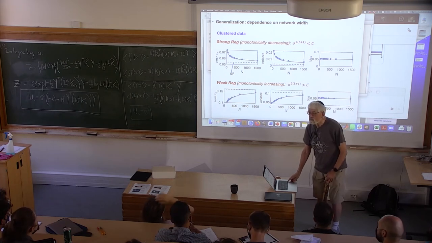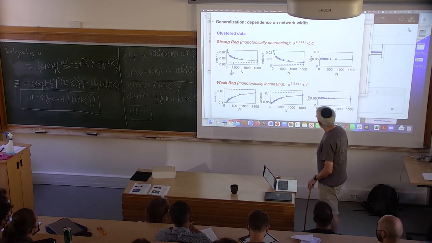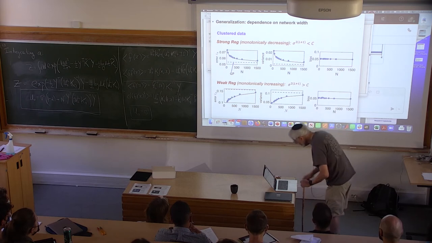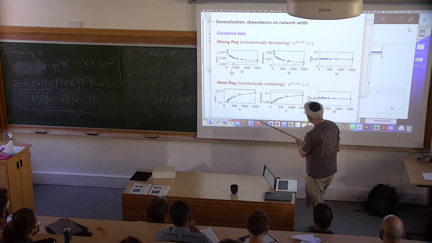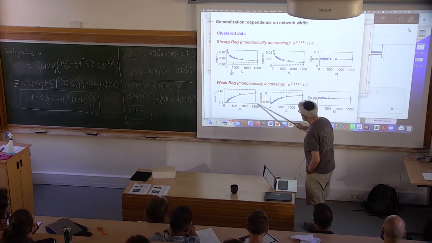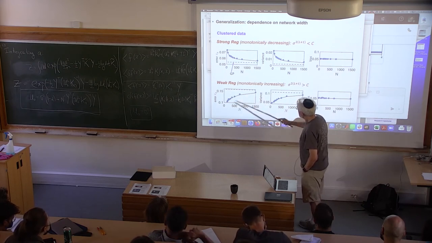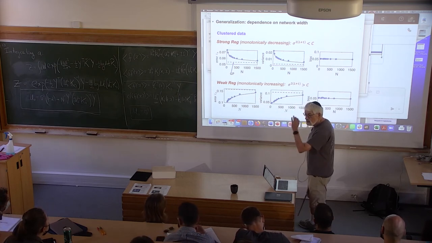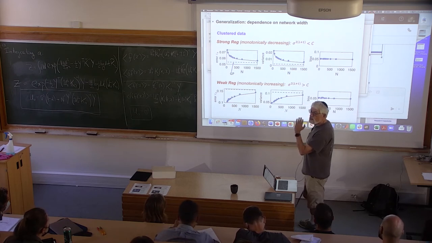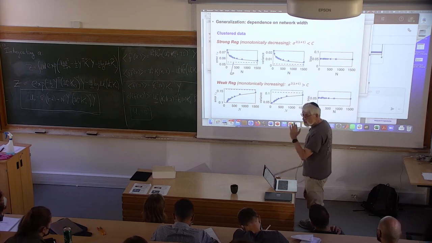Yes. Can you just tell us the values of n0 and p? What are the values of n0 and p? I have to look at the paper. I can tell you that p over n0 is still less than 1 in all this regime. So we are in the regime of overparameterization in the sense that everywhere here the training error is 0.